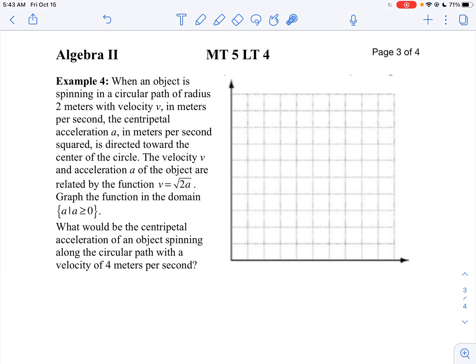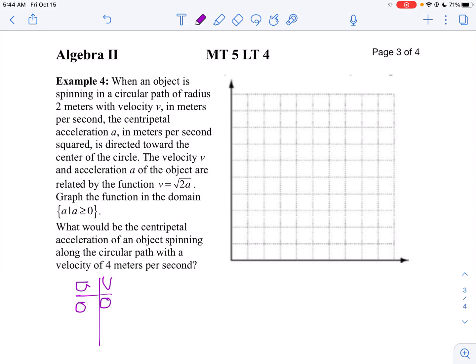I want to know what the centripetal acceleration of an object spinning along the circular path with a velocity of 4 meters per second would be. So we'll start here. I'm going to do a and v this time. Whoops, need a pen. So a and v. I'm going to start at 0. 2 times 0 is 0. The square root of 0 is 0.